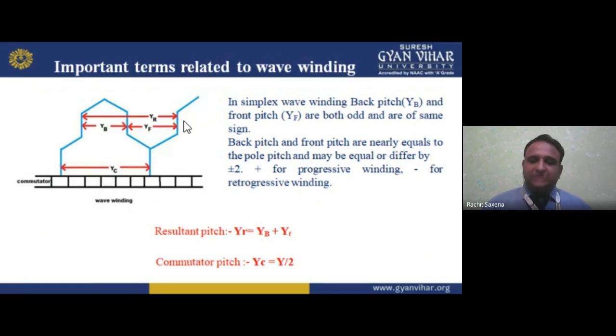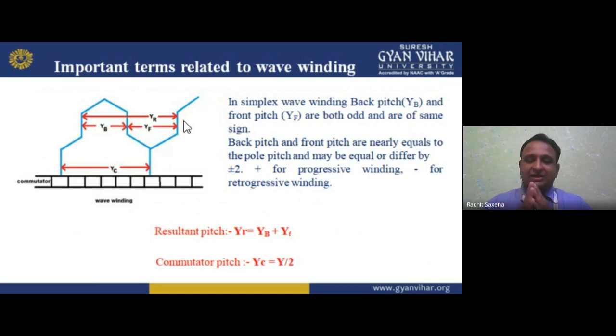In the wave winding, we can write the resultant pitch YR is equal to YB plus YF, meaning resultant pitch is equal to back pitch plus front pitch. And if I am talking about the commutator pitch, that is YC is equal to Y back.